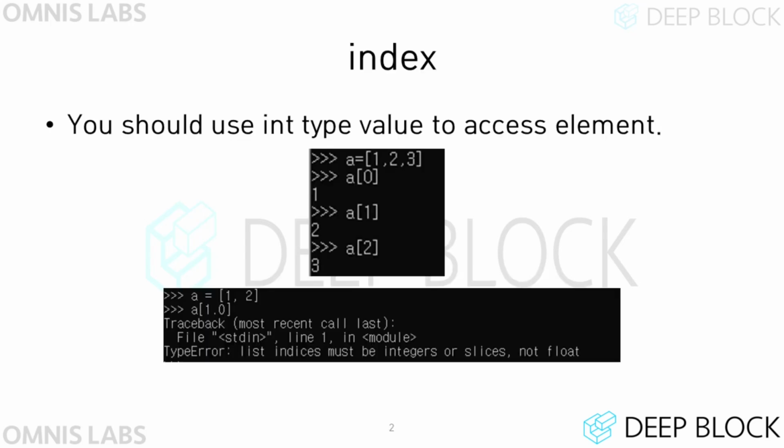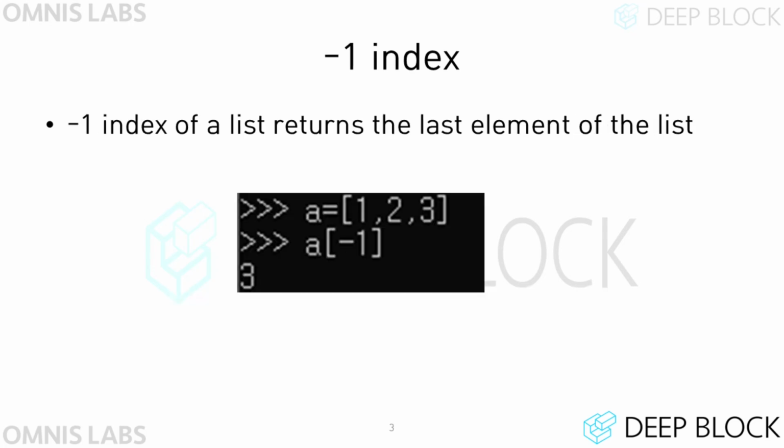An index of a list must always be an integer greater than or equal to 0. If you use a float type number as an index, the Python interpreter throws an error. All elements of a list have non-negative indices, but like in strings, it is possible to access the last element of the list with -1.